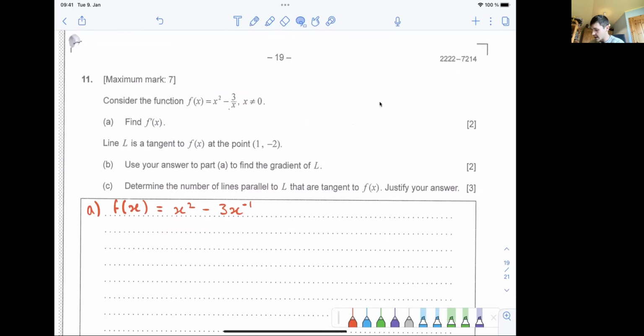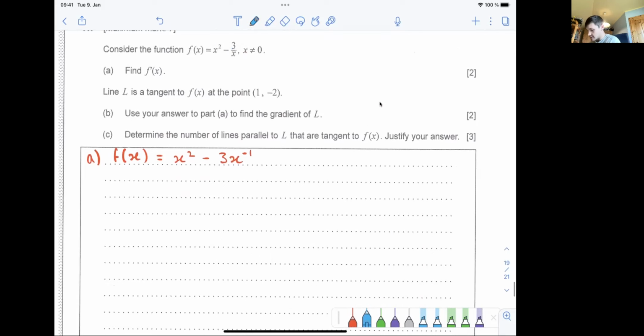I've taken the x from the denominator, lobbed it up to the numerator, or the top line, and represented it as to the power of negative 1. And so now I can quite easily apply our differentiation rules. This is in your formula booklet, how to differentiate. So I'll write that here.